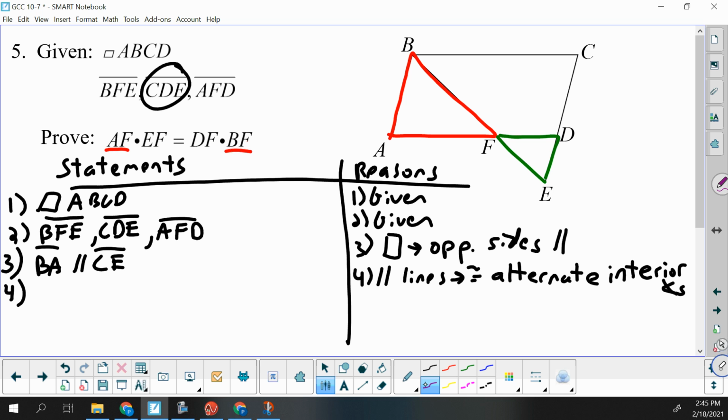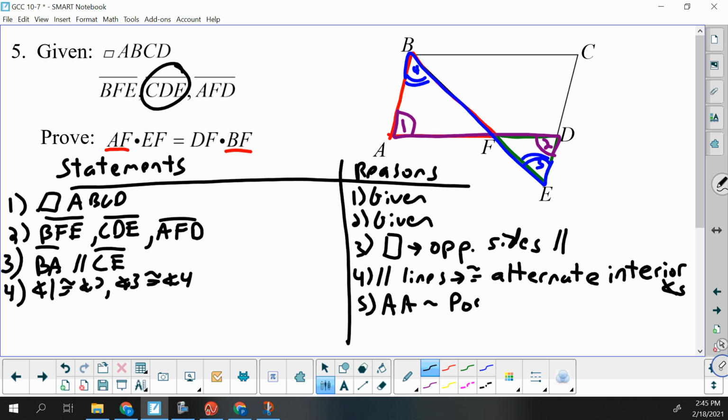So from our zigzags, we could have a zigzag here. Just going to call them 1 and 2. We could have a zigzag here along those parallel lines. I'll call them 3 and 4. So we'll have angle 1 congruent to angle 2, and angle 3 congruent to angle 4. Well, that gives us 2 sets of angles in our triangles. We're ready to do our 3 steps to finish off a similar triangle proof. So we have our angle, angle, similarity postulate.